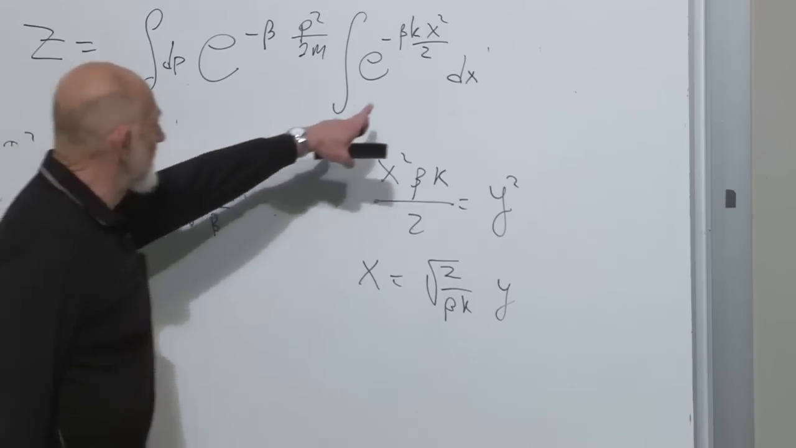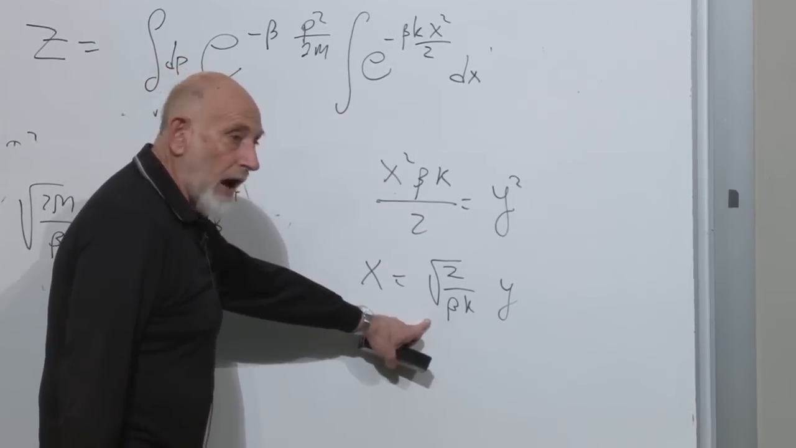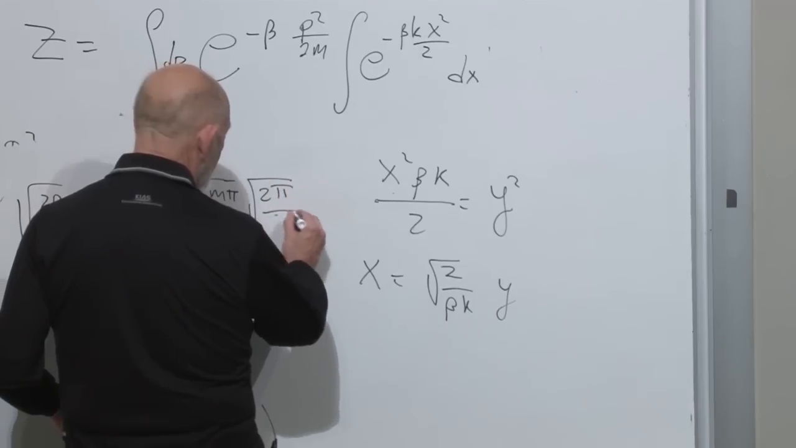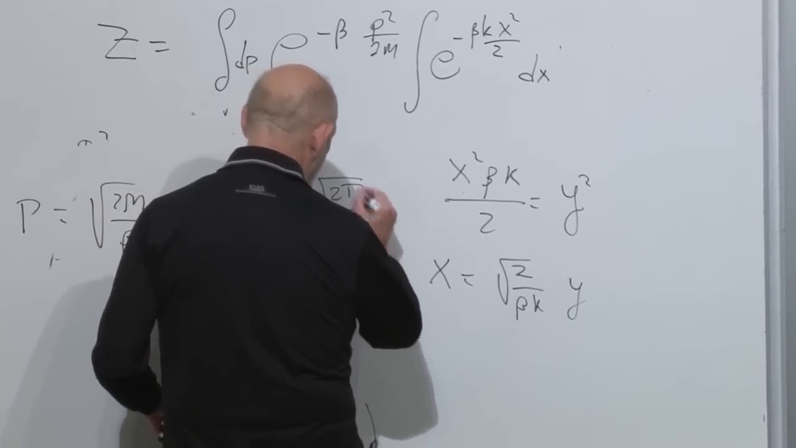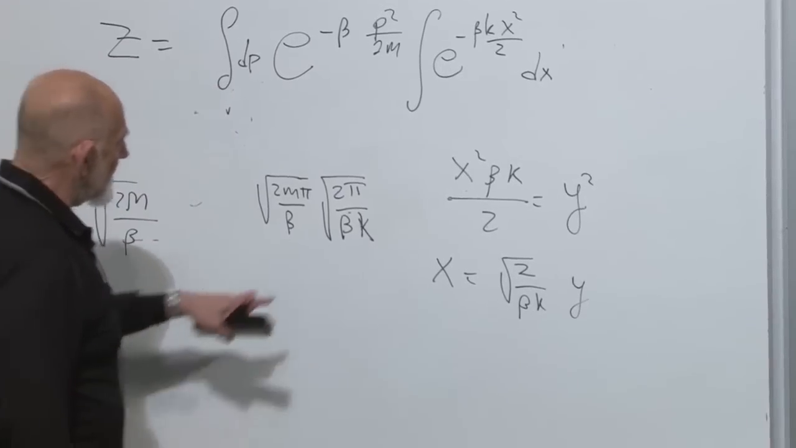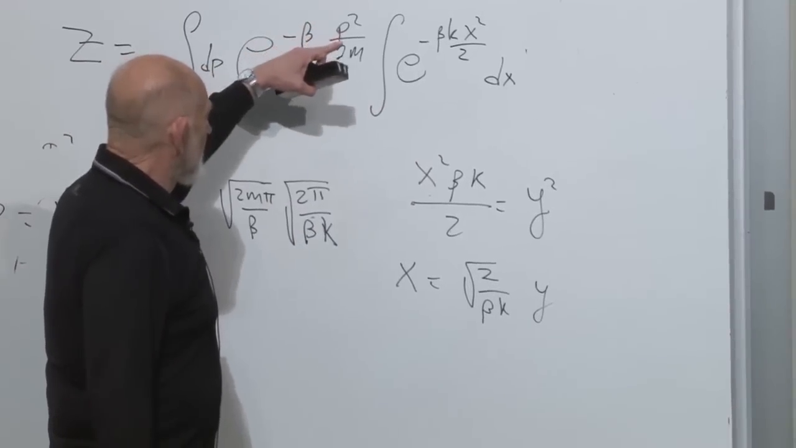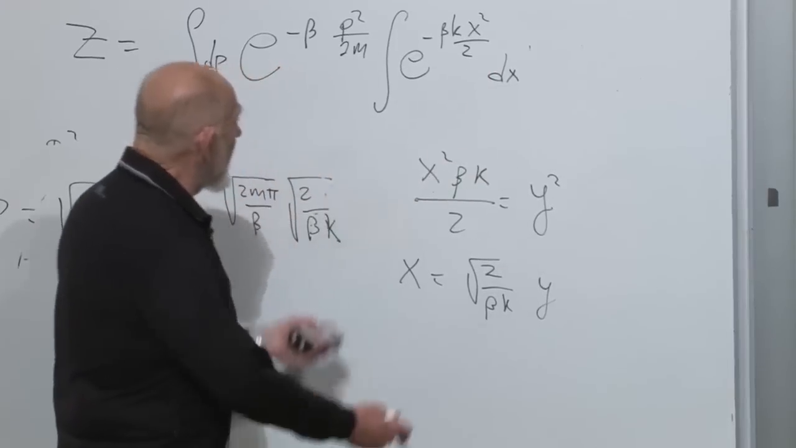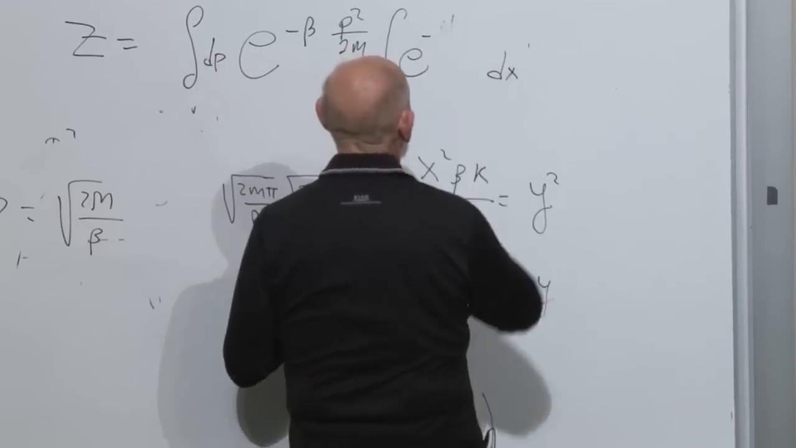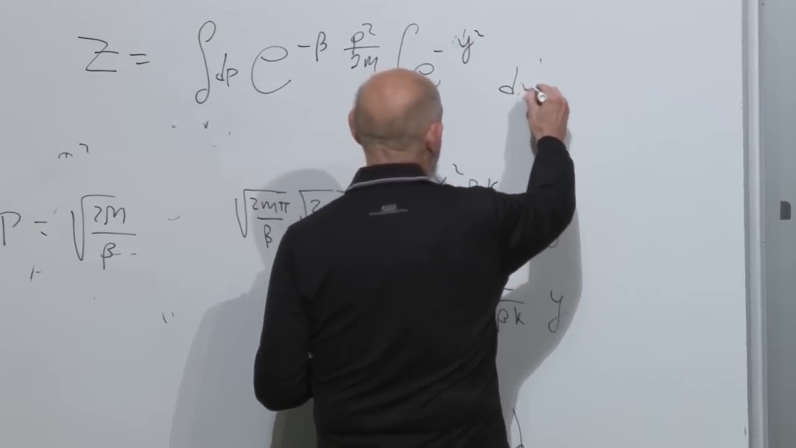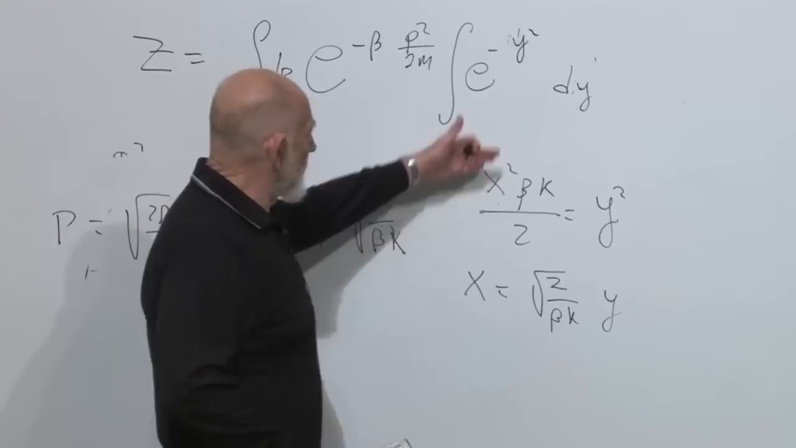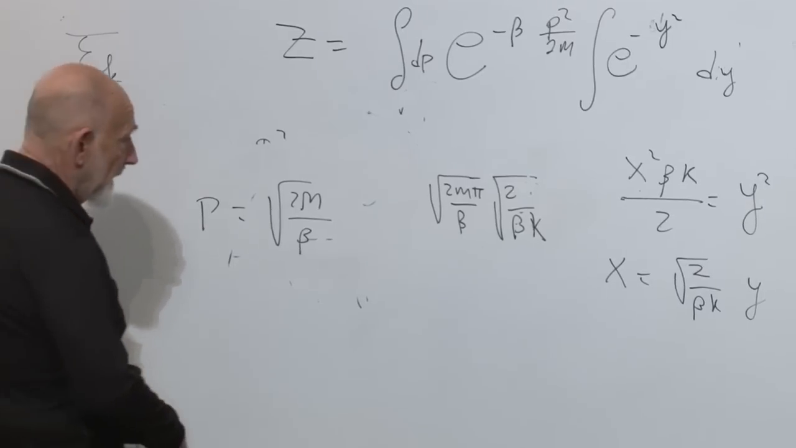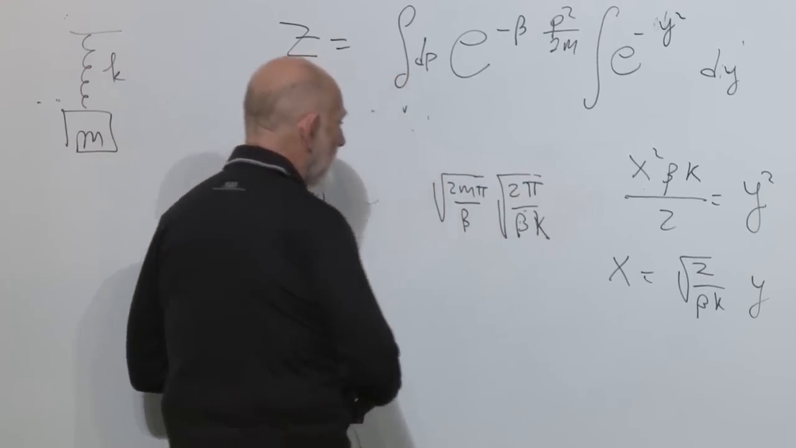All right, we have dx here. So the dx is going to become a dy. It'll give us an additional factor of square root of 2 pi over beta k, spring constant. That's the dx. Forget the 2 pi, just square root of 2. Comes from here. And then the integral just becomes e to the minus y squared dy. By changing variables, we turn the integral into just a simple integral, e to the minus y squared. And that, again, is equal to the square root of pi. So that's our whole answer, very simple.